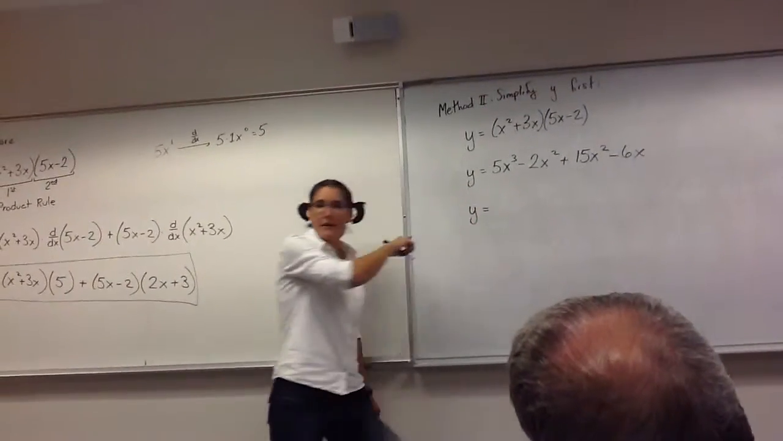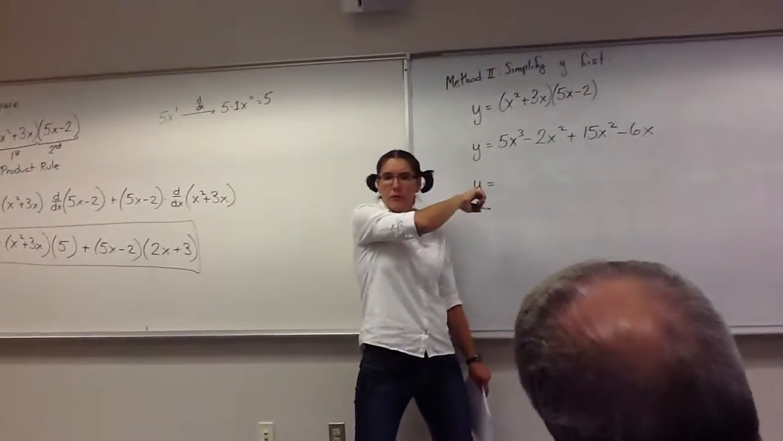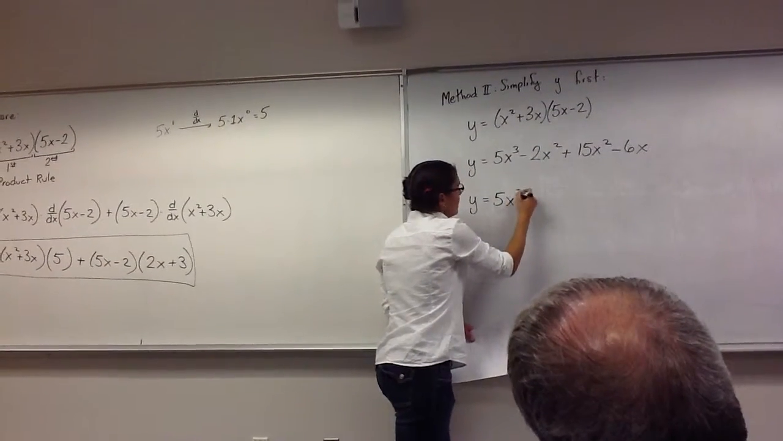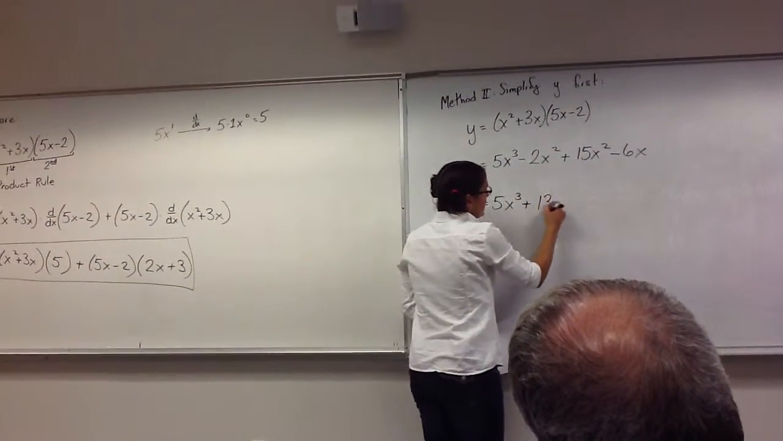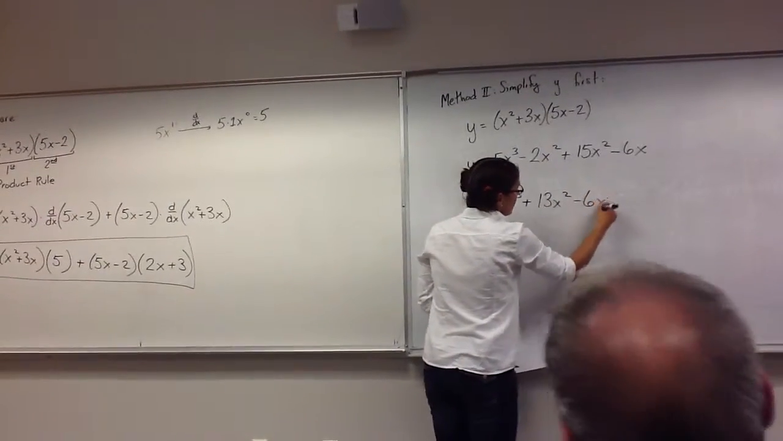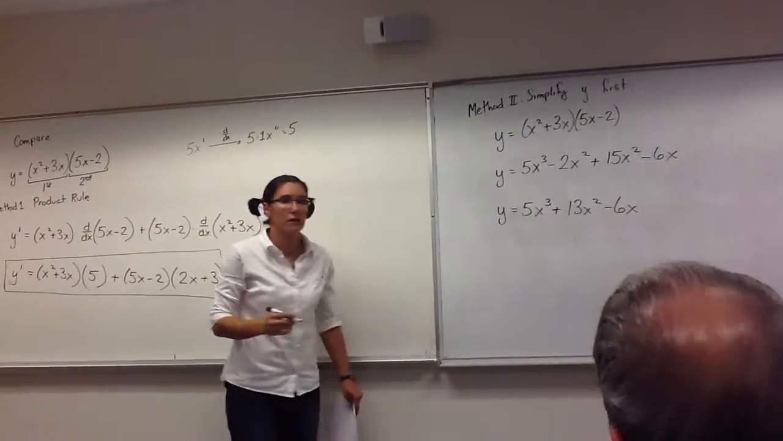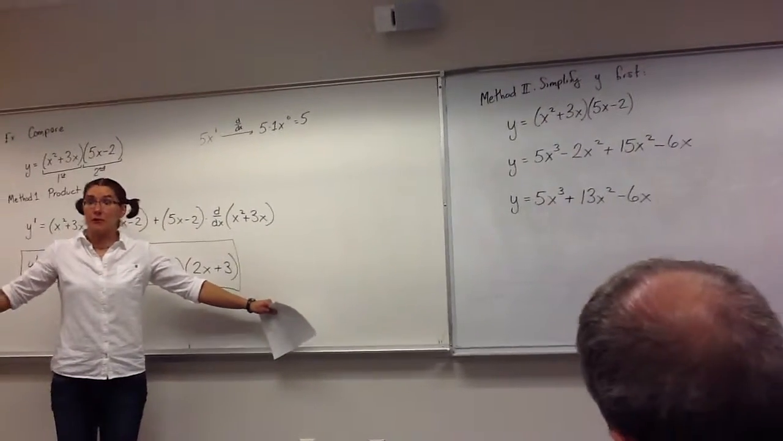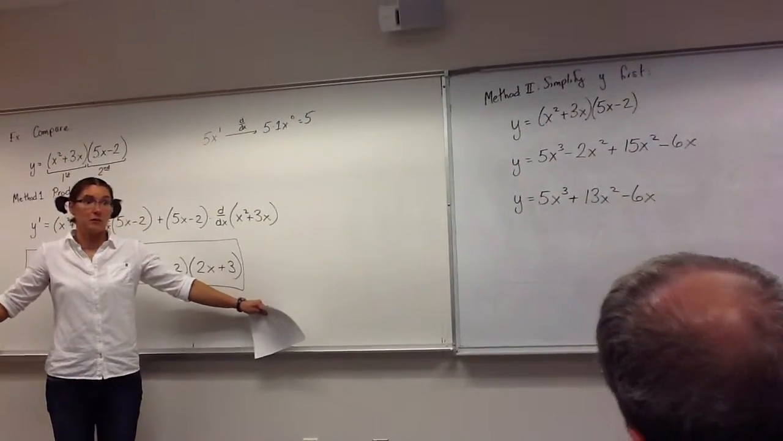And so now, when I simplify this, I can combine some like terms. My x squareds combine, so I have 5x cubed plus 13x squared minus 6x. So far, zero calculus has happened on this problem. This is strictly algebra.